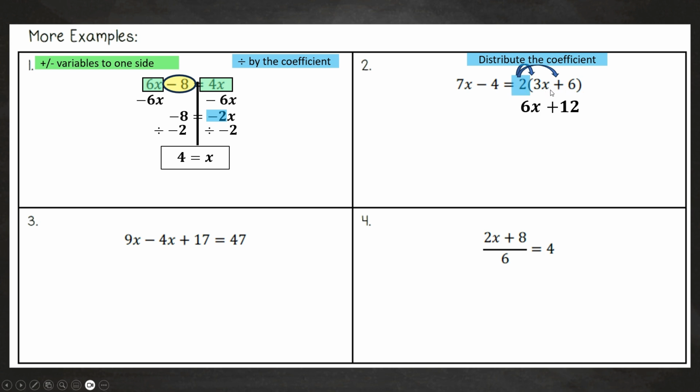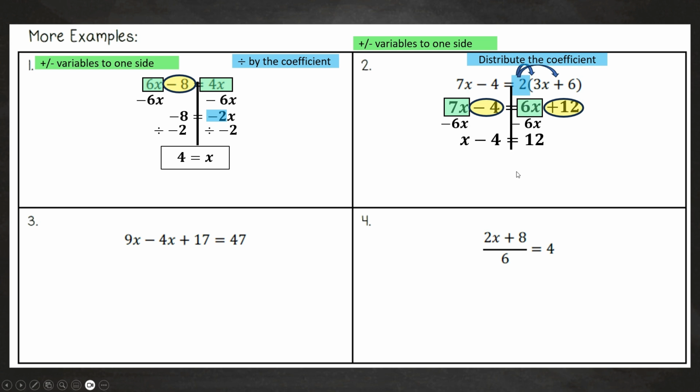So once I've distributed and gotten rid of that coefficient, now I can box and circle my variables. And I have more variables on the left, so I'm going to subtract my 6x from both sides. 7x minus 6x leaves me with 1x. Then I still have the negative 4, or minus 4 is equal to 12.